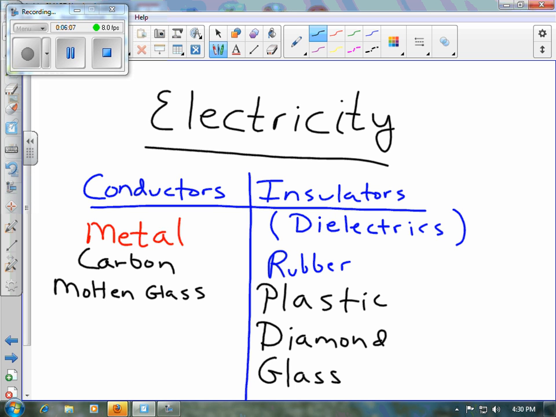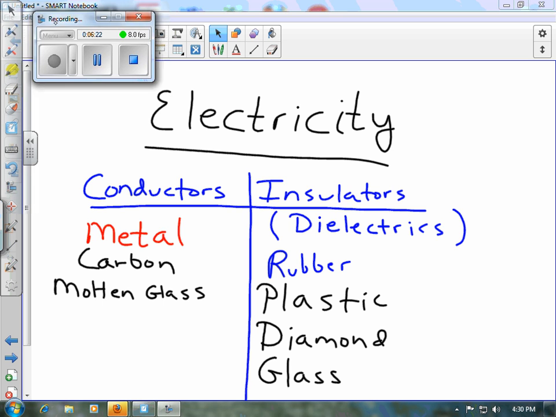Now, there's also another category, which we'll talk about in a little bit. Okay, so we've got conductors and we have insulators, generally speaking. Let's talk about at an atomic level why they are the way they are.